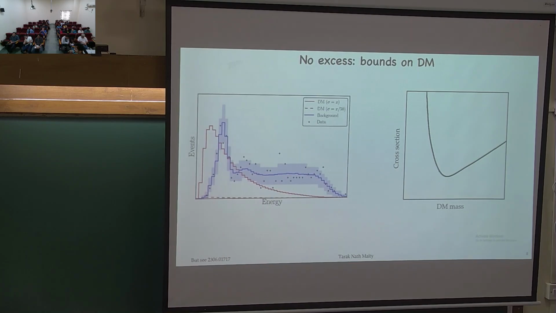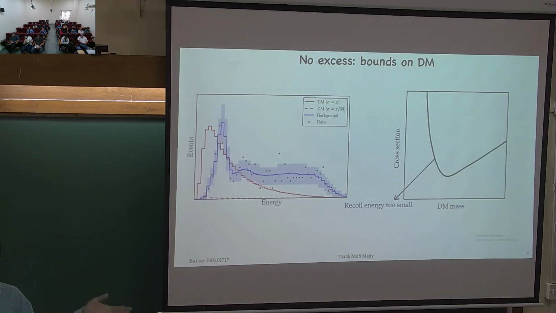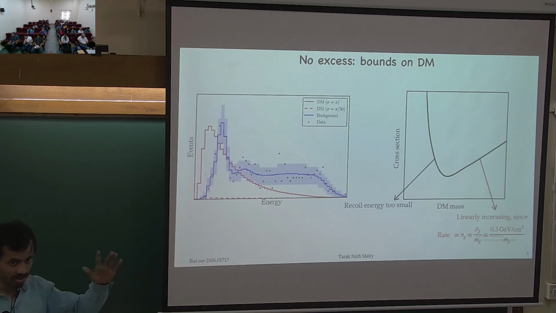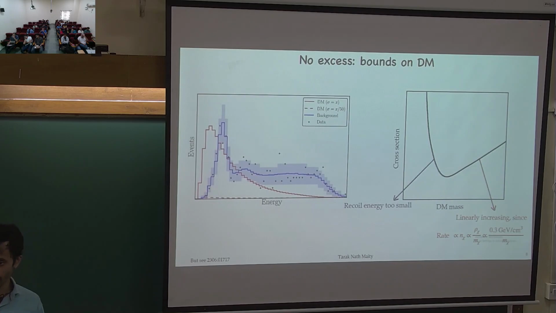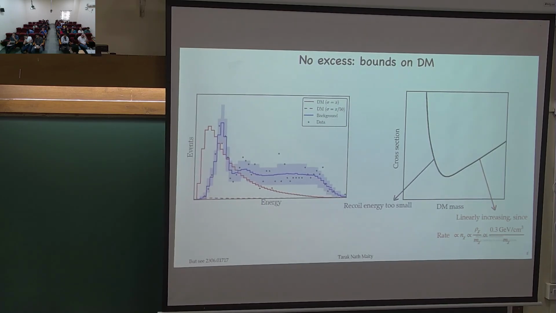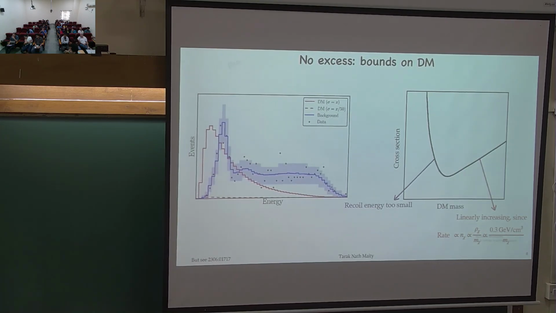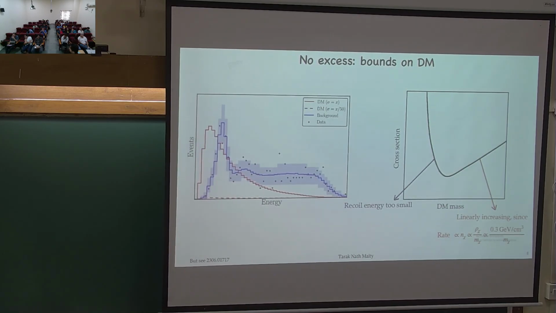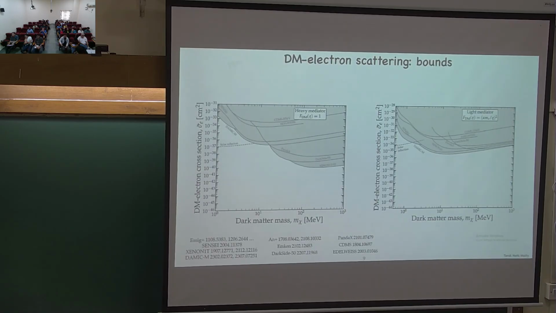Again, dark matter mass is on the x-axis, cross-section on the y-axis. At small masses, your recoil energy is not large enough to observe in your experiments. At higher masses, it is linearly increasing. The sensitivity is falling because the number of events that you could observe depends on how many dark matter particles are hitting your detector. That depends on the local energy density of the dark matter, and the number density is inversely proportional to the mass of the dark matter. So as the mass increases, the rate is decreasing. That's why the cross-section that you could probe is rather large, so sensitivity is also decreasing. This is again schematic. Now comes the realistic plot.